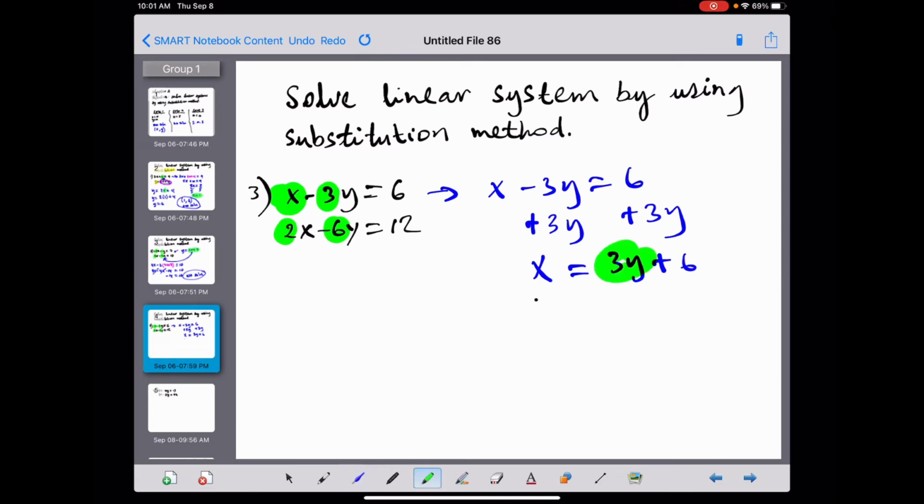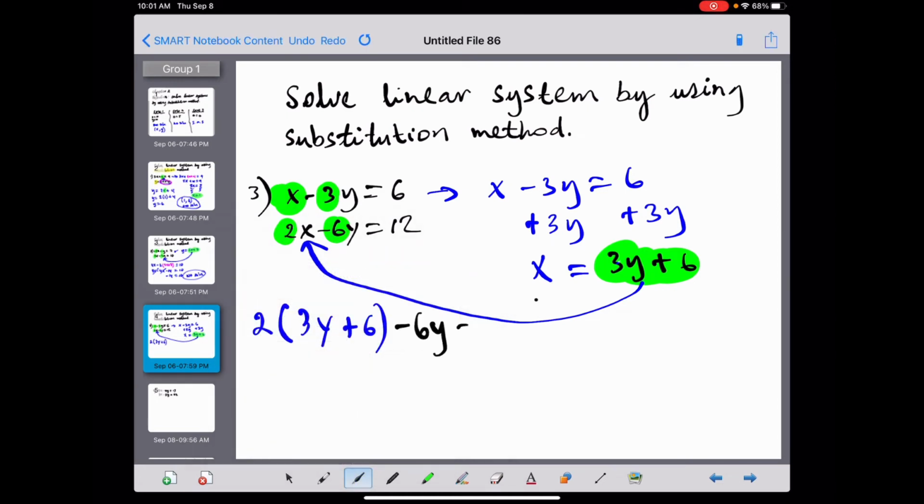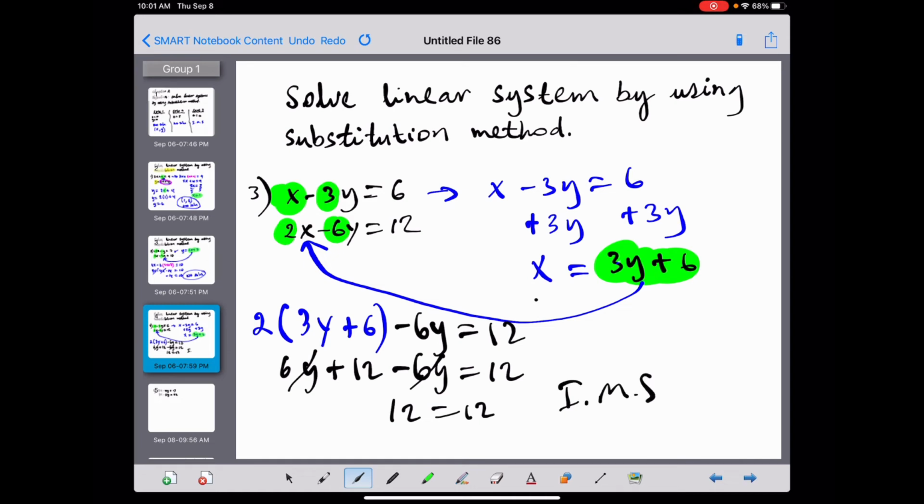Then we're going to use this answer right here and plug it into this x right there. See that? So now let's do that. 2 times 3y plus 6. The rest we just copy down, which is minus 6y equal to 12. So 6y plus 12 minus 6y equal to 12. The 6y cancels out. Then we have 12 equal to 12. This makes sense, right? If this makes sense, we can stop here, and we call that infinitely many solutions.